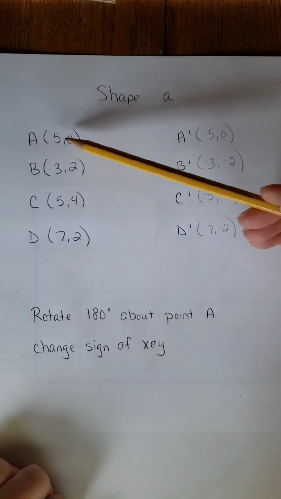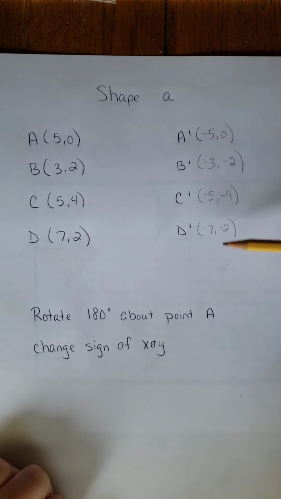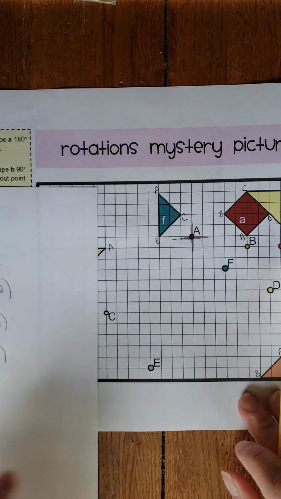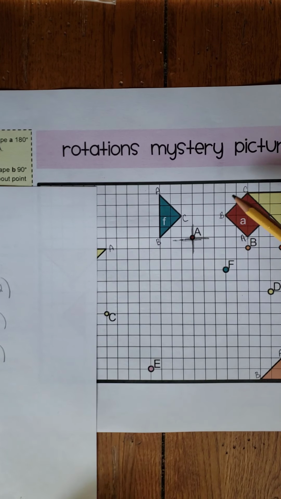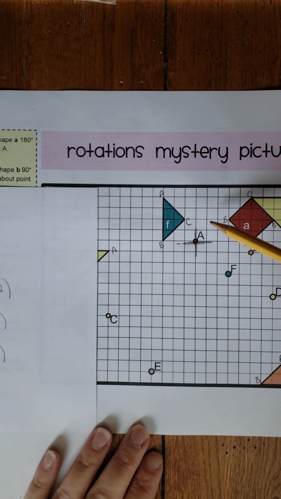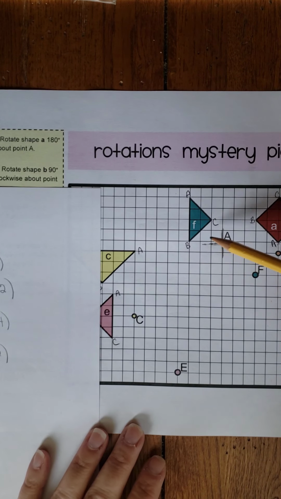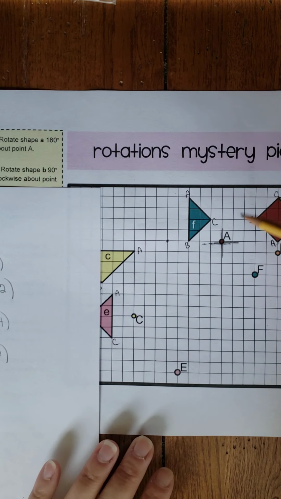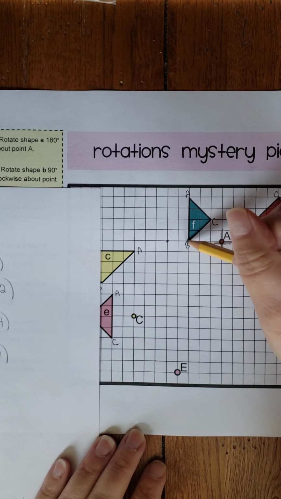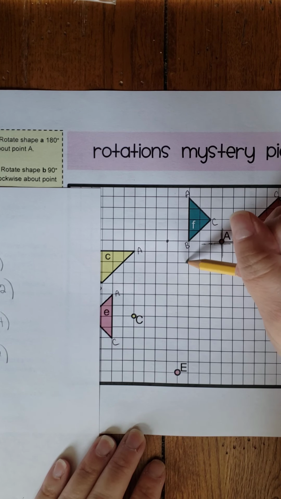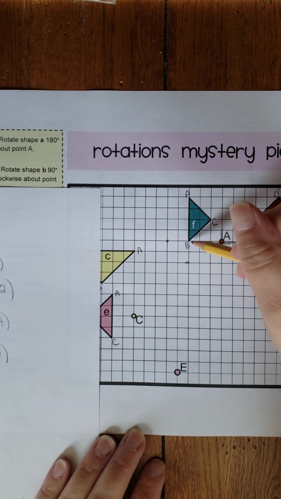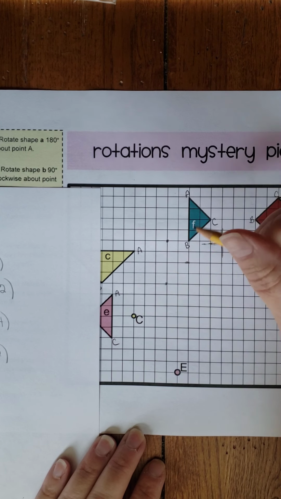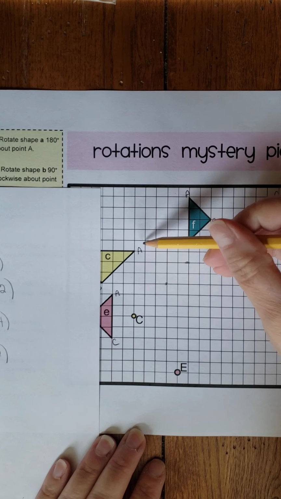So what we've done is, because these are all positive here, we've made them all negative here. So then we go and we plot these in relation to this plane that we've defined. So our A prime is going to be -5, 0. Right there. Our B prime is -3, -2. Our C prime is -5, -4. And our D prime is -7, -2.